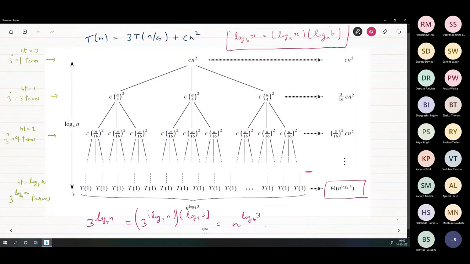So then from this tree, what we'll get is at the level log n to the base 4, we will get 3 to the log n to the base 4 many terms, copies of T of 1, and therefore this total cost is theta 3 to the log n to the base 4, which is equal to theta n to the log 3 to the base 4, because we want it in the form n to the something.